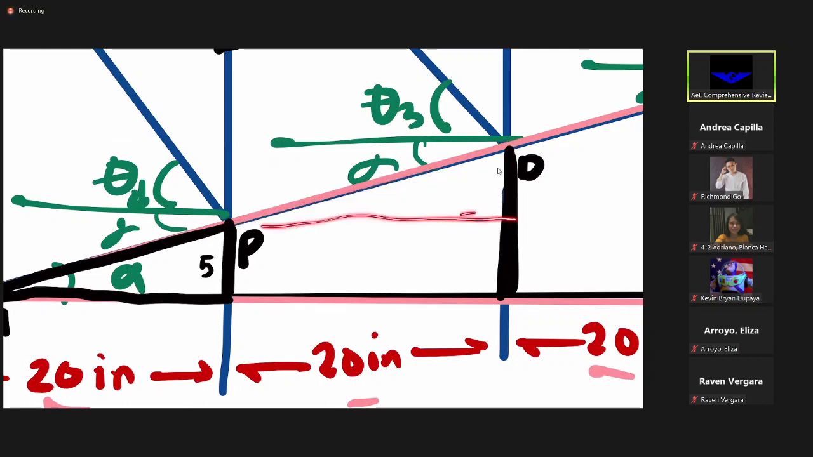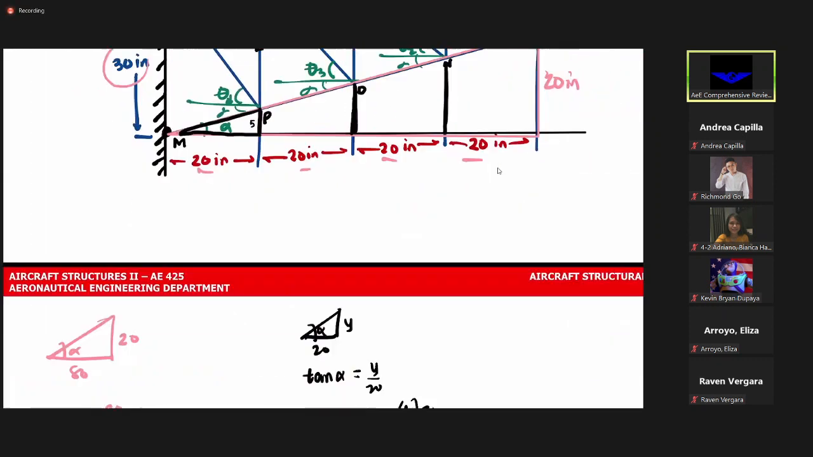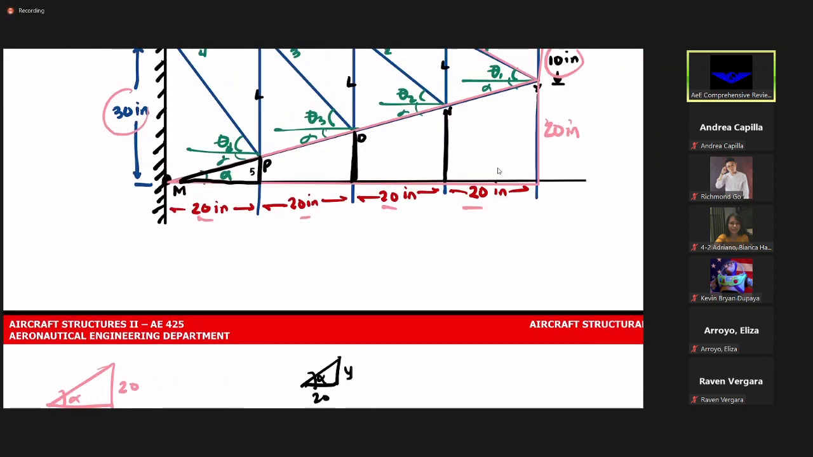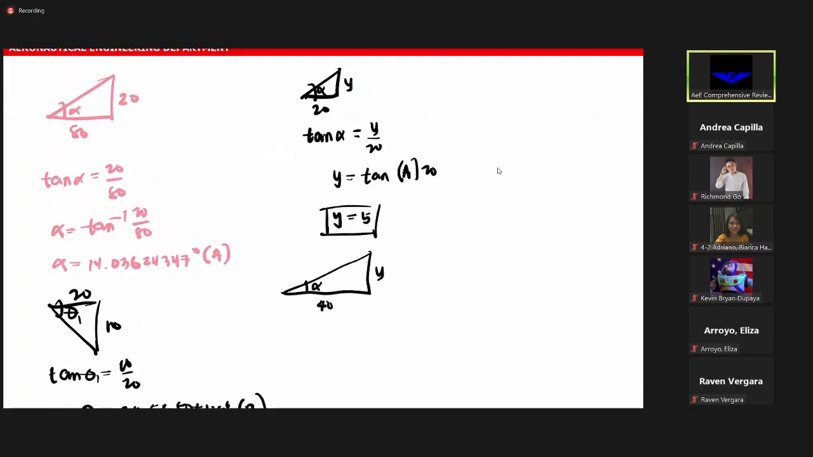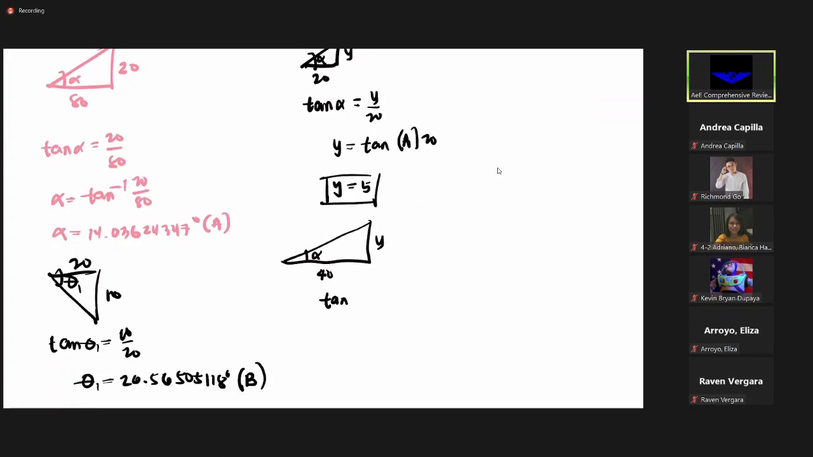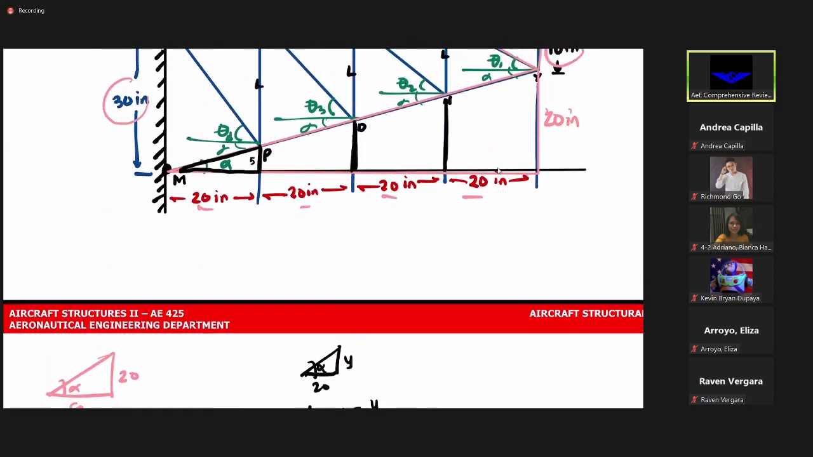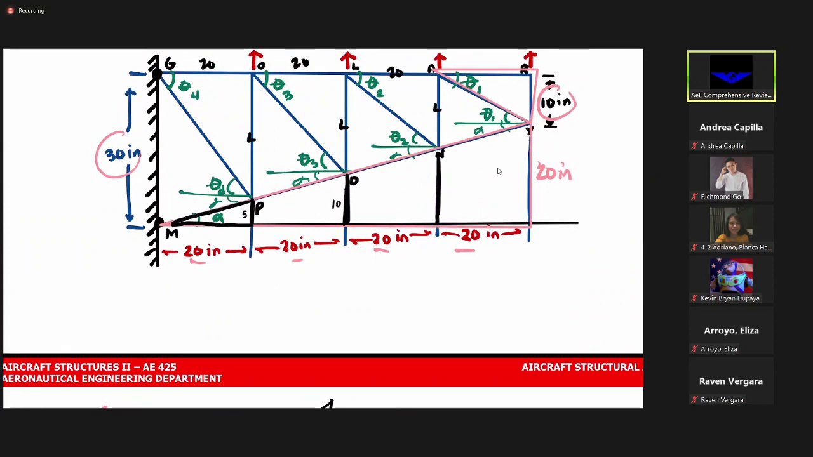Okay, so alam mo na this is 20 and this is alpha. Therefore, masasabi natin na mayroong pattern. Pero sige, try natin itong triangle na to. Okay? So drawing ka lang triangle. This is y again, this is 40, and this is alpha. So tan theta is equal to y over 40. Y is equal to 10. Okay? So itong length na to is 10.